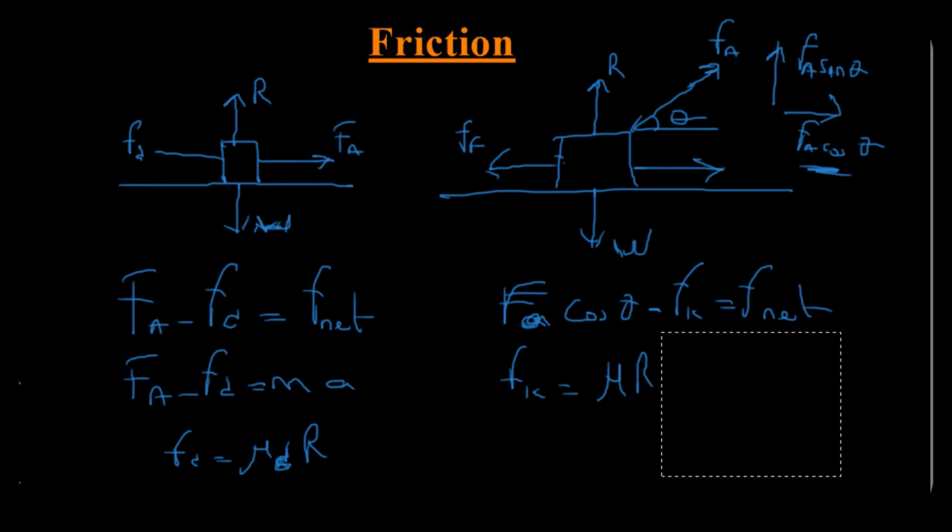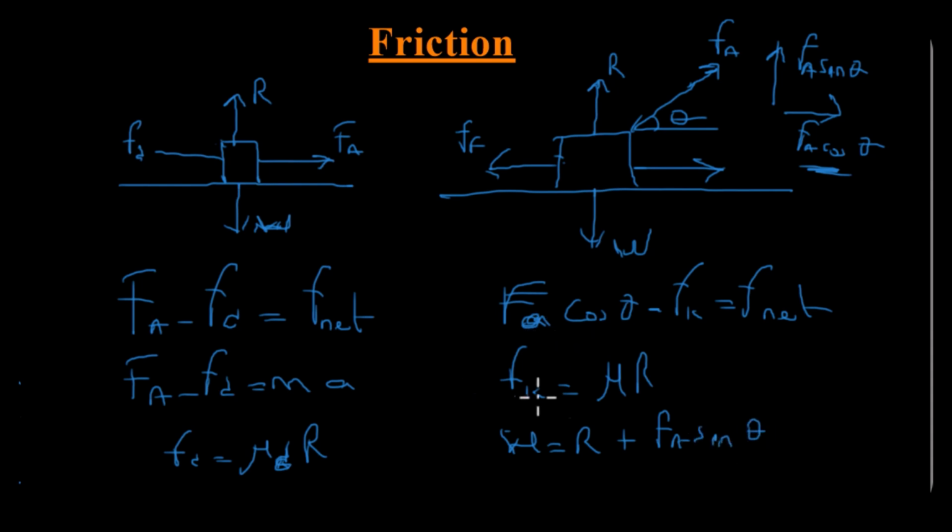So Fk is simply equal to mu R. So it is R, or it is W rather. So W will be equal to R plus FA sine theta. So this is the correct equation. So equation 1, equation 2, and then equation 3. So when we're solving questions, we are going to be applying all this logic.